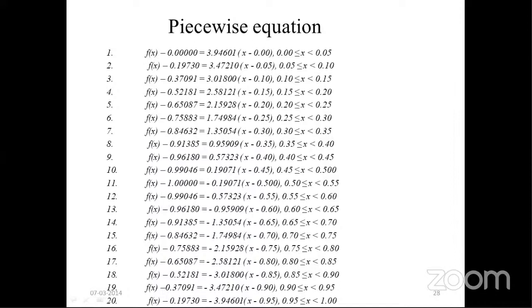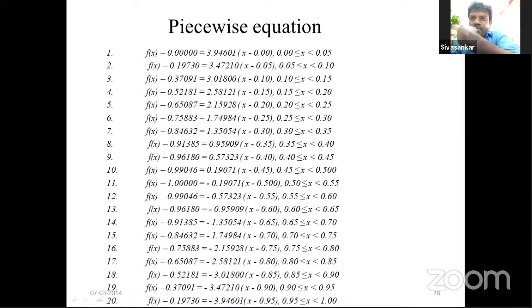Okay. Yeah, we just have to calculate xi by di, and we have to identify in which interval it comes. Based on that, you have to select a piecewise equation. In that particular equation, we have to substitute that xi by di value in the place of x, so that we can calculate that f of x. Right? Okay. Now you go to that worksheet.